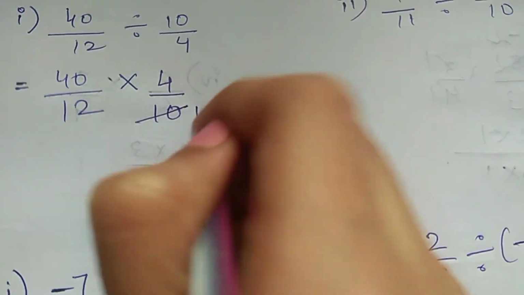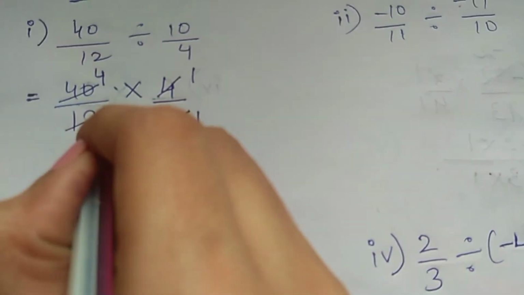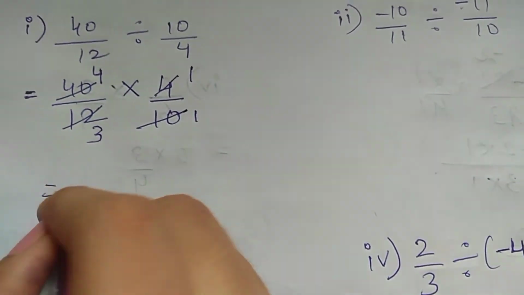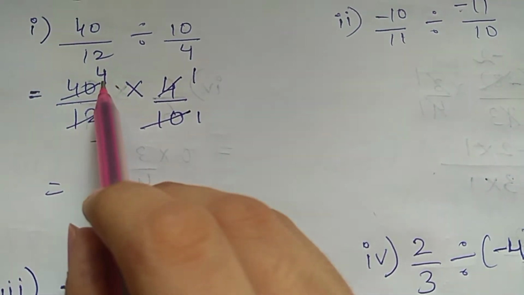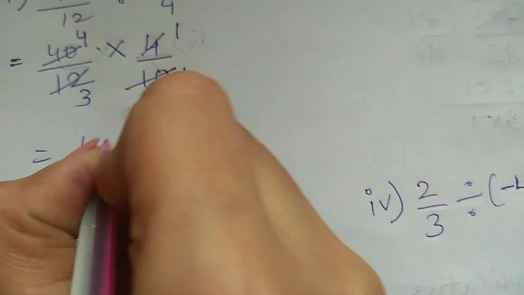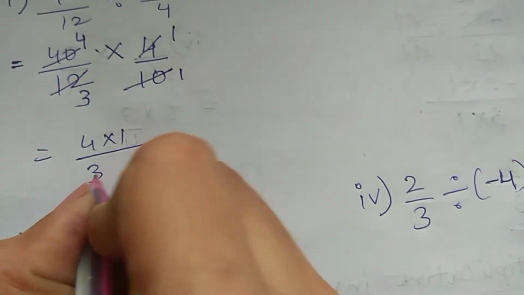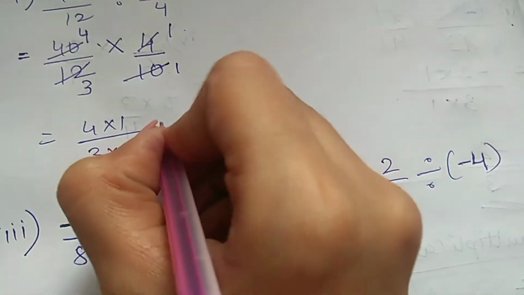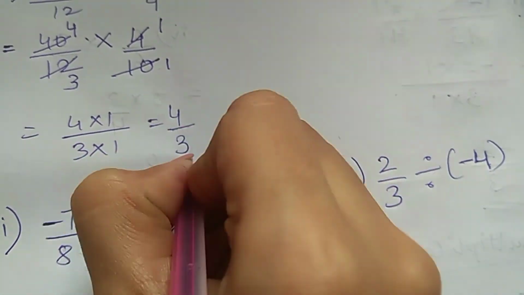So yes, 10 ones are 10, 4 fours are 16... 10 ones are 10, 4 ones are 4, 3 ones are 3. Now it can't be reduced further, so 4 ones are 4, 3 ones are 3 in the denominator. Final answer is 4 by 3.